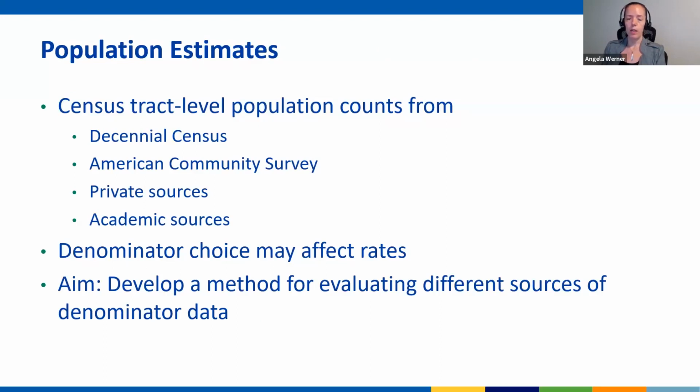When thinking about subcounty data, we also needed to evaluate population estimates that are currently available. Tract level population estimates are available from a few different sources, including the decennial census, the American Community Survey 5-year estimates for the tract level, private sources like Claritas and Woods and Pool, and then also academic sources like the University of Minnesota. Next slide, please.